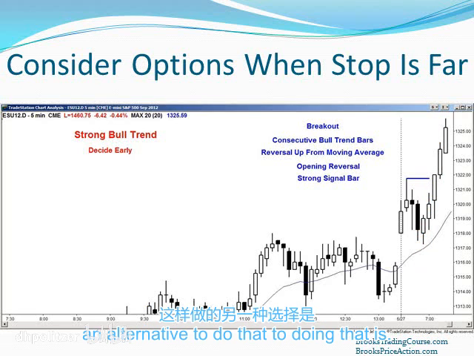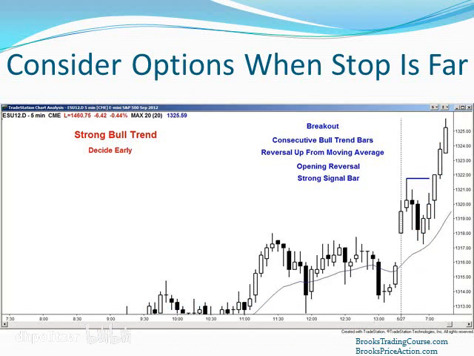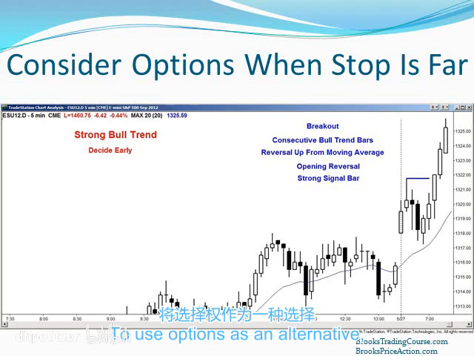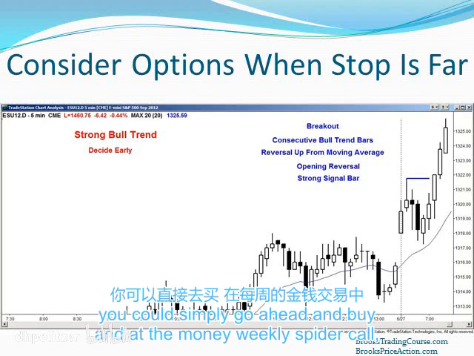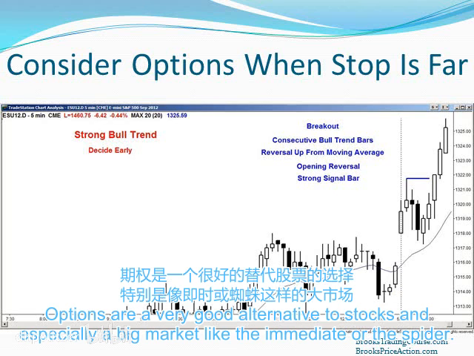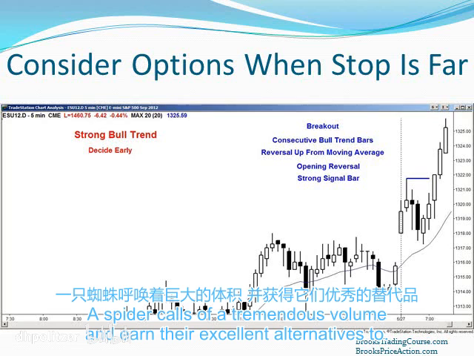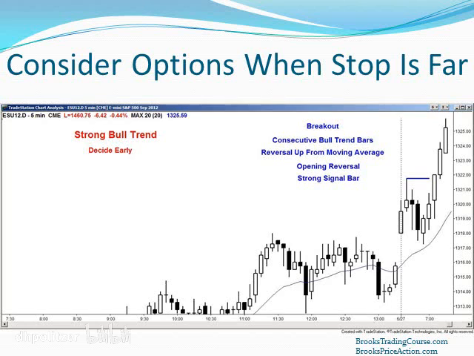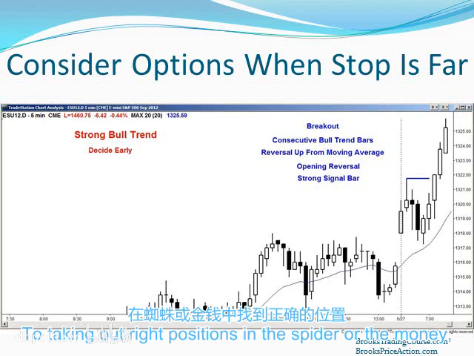Well, an alternative to doing that is to use options. You could simply go ahead and buy an at-the-money weekly Spider call, or if it's still too expensive, buy a slightly out-of-the-money Spider call. Options are a very good alternative to stocks, and especially in a big market like the E-mini or the Spider. Spider calls have tremendous volume, and they're excellent alternatives to taking outright positions in the Spider or the E-mini.